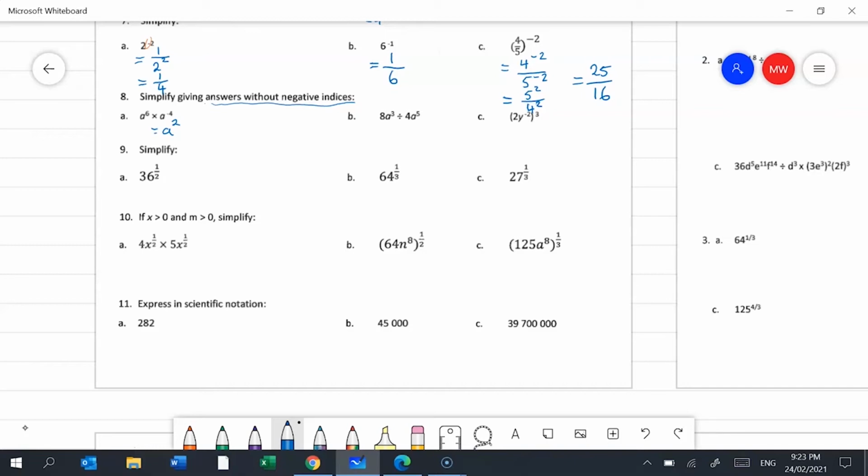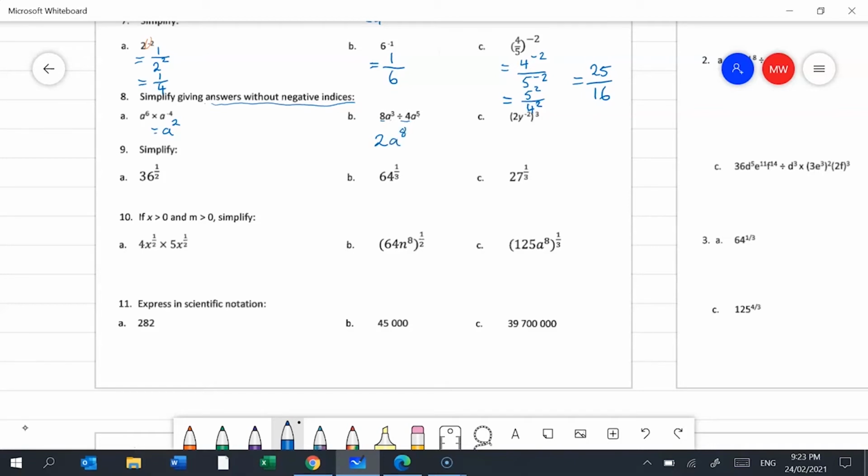In the second one, we've got 8 divided by 4. Remember, everything else is multiplied, and I can't see any brackets there. So 8 divided by 4 is 2, and then we've got a to the 3 times a to the 5, which is a to the 8.